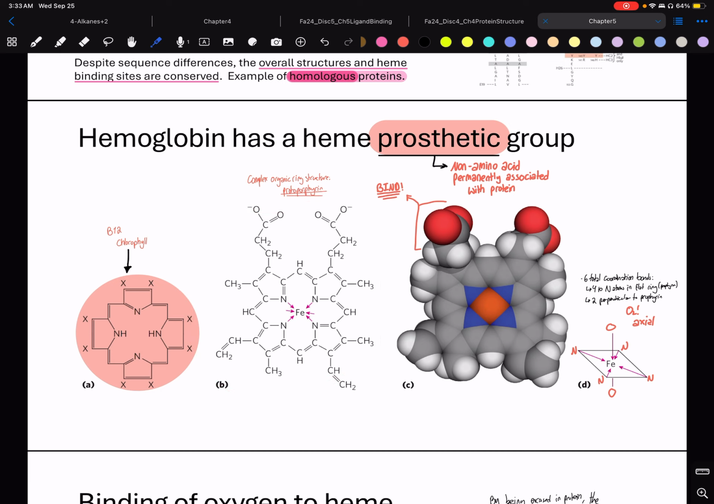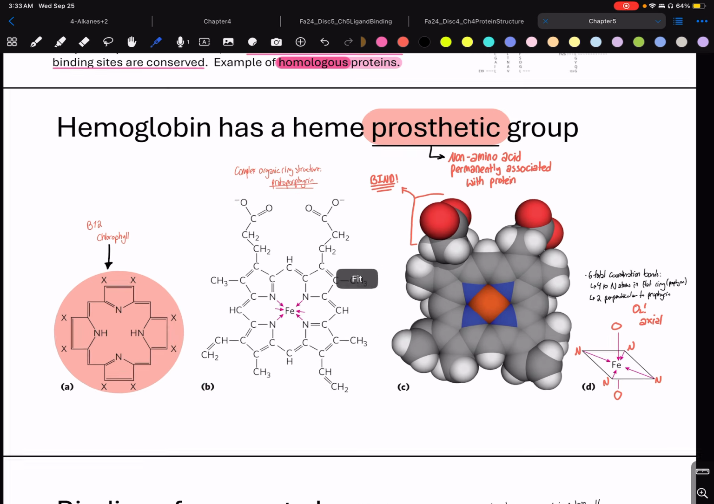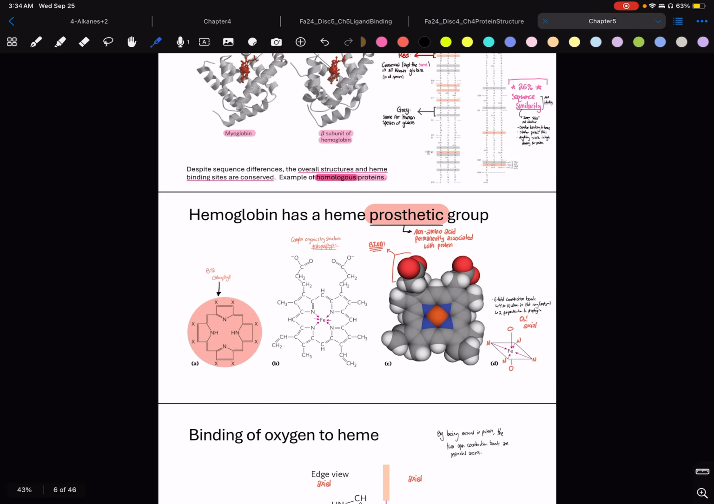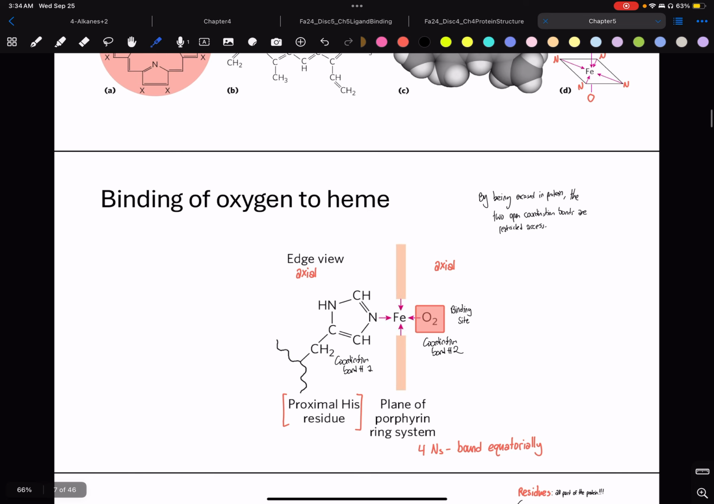There are 6 coordination bonds total for the heme. There are 4 nitrogen atoms in a flat ring that make up the porphyrin organic structure. Here's the 4 right here. And then you have 2 O2 bonds for which the O2 or the oxygen molecule will bind. In addition, this is another way to look at it. So the 4 nitrogen atoms bond equatorially, so you can just see 1, 2, 3, 4 nitrogen atoms, and then that leaves 2 of the coordination bonds open.